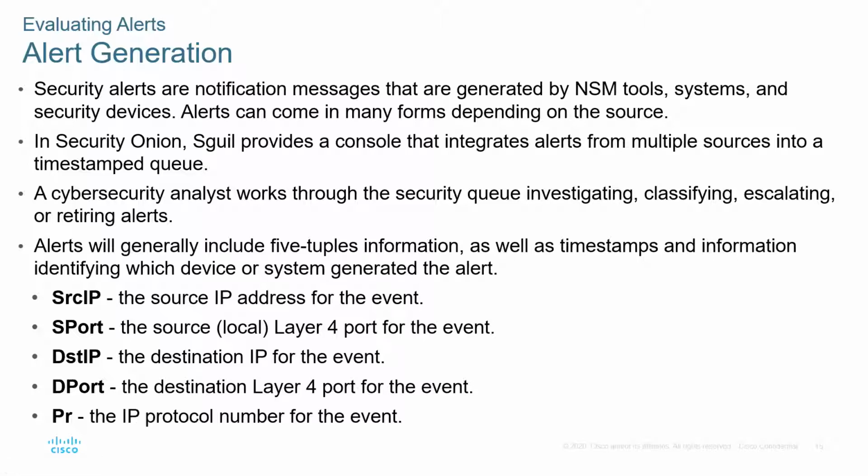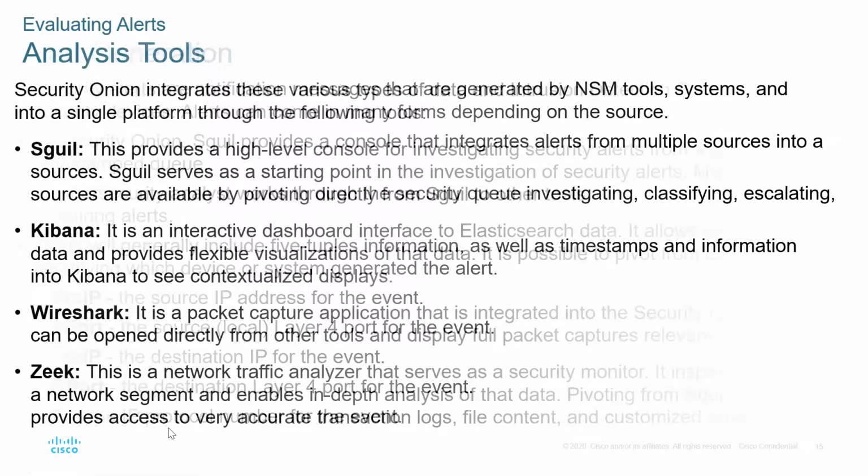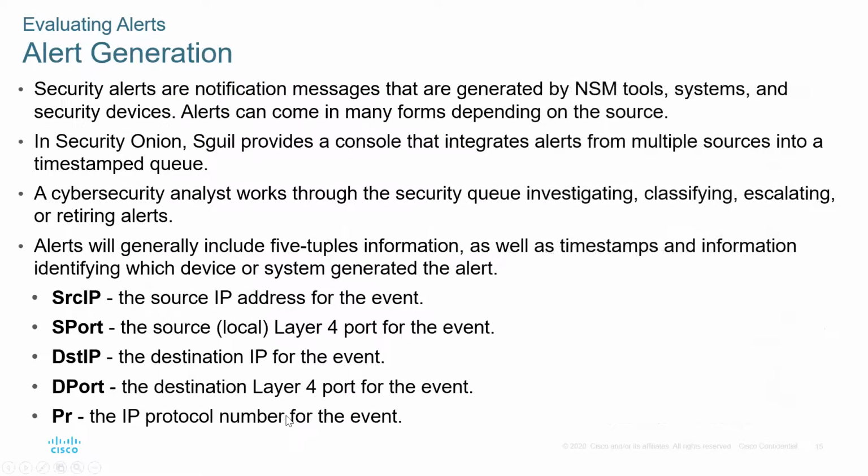Those alerts generally include the 5-tuple of information, which is the timestamps and information identifying which devices and systems generated the alert. So this is important on this tuple thing because you guys will be doing some labs over this. The source IP is going to be the first part, then the source port, the destination IP and the destination port, and then the IP protocol number for the event. So is it IPv4 or IPv6?